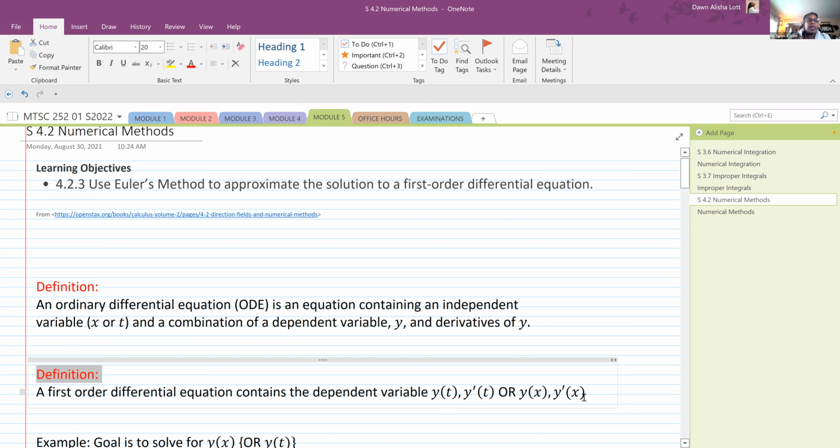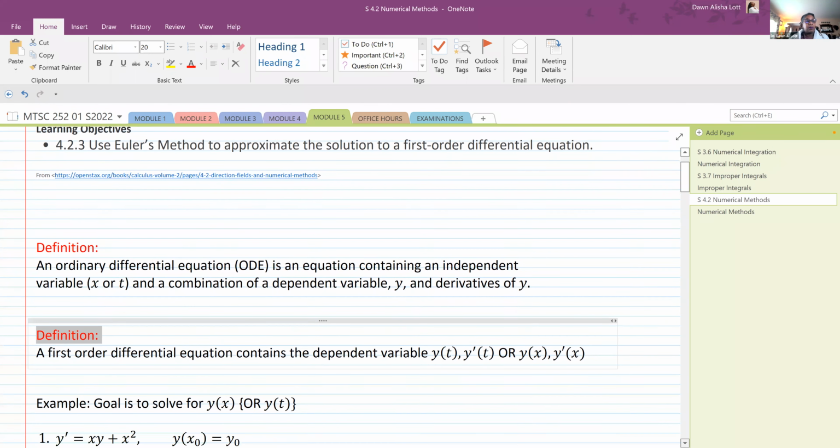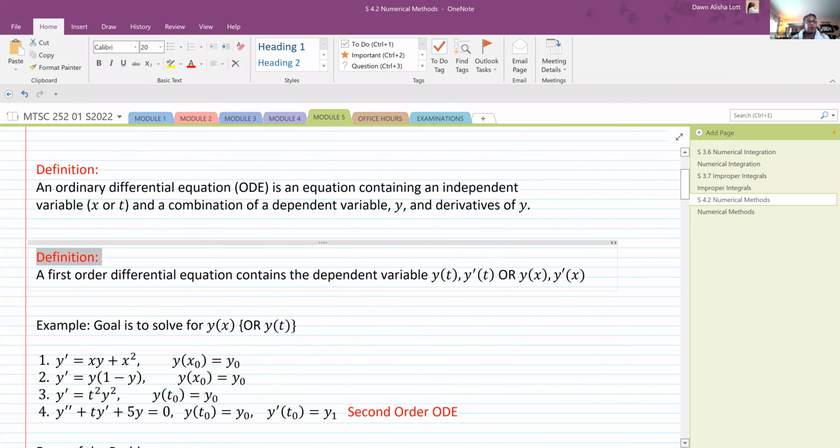So a differential equation has derivatives of y, and y is either dependent on x or dependent on t, depending upon how the problem is written. So here are some examples. The first three are all first order ordinary differential equations. The first one says that y prime, the derivative of whatever the solution y is, is equal to x times y plus x squared.